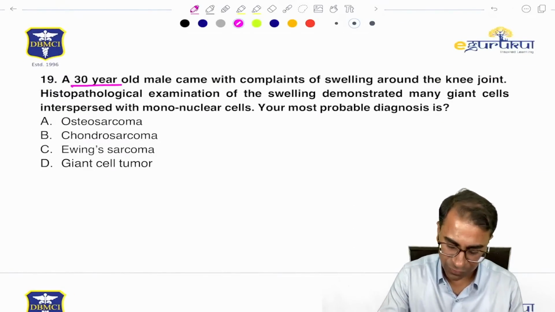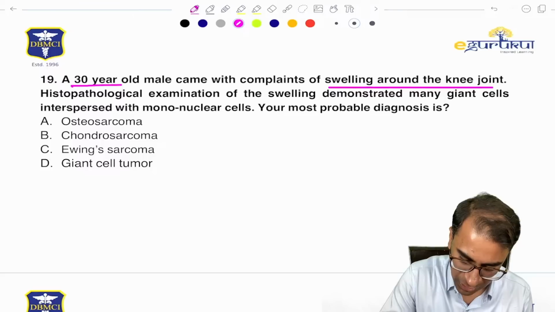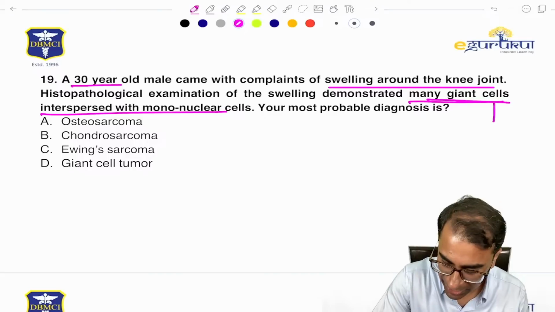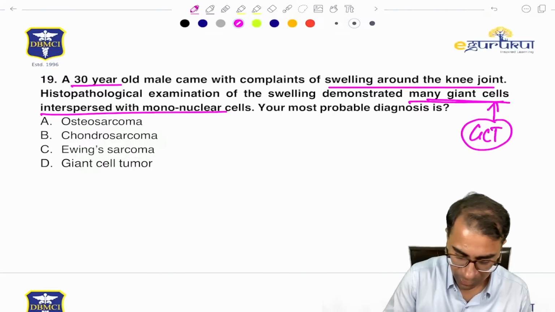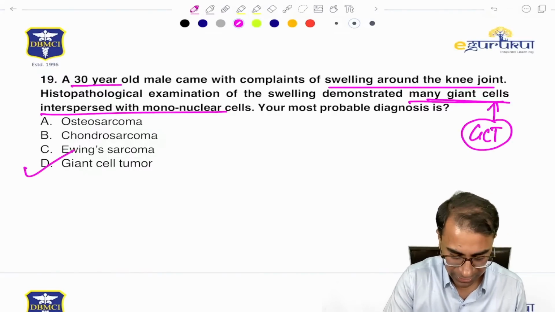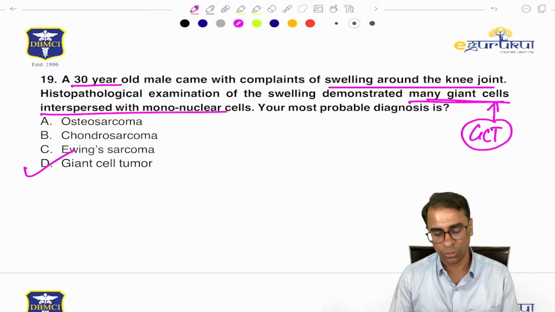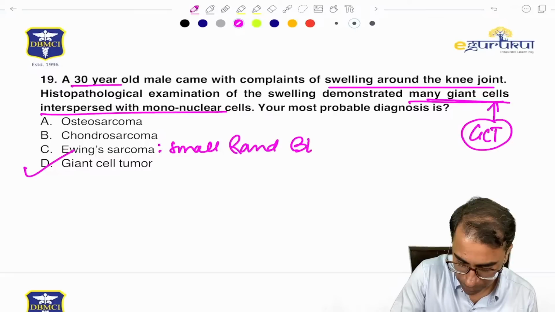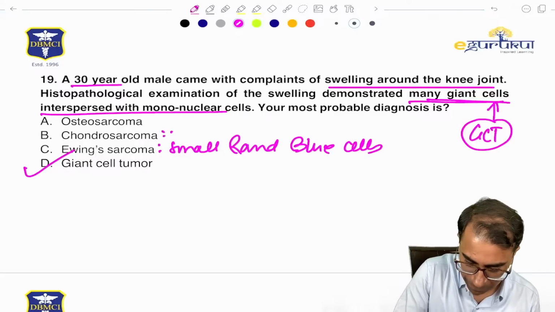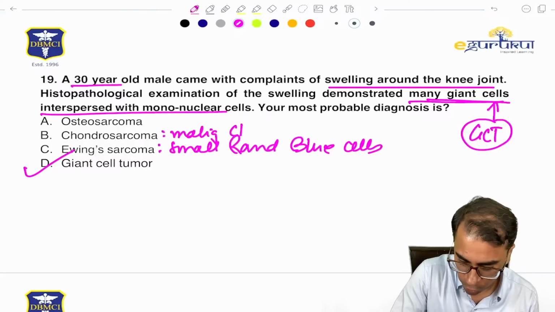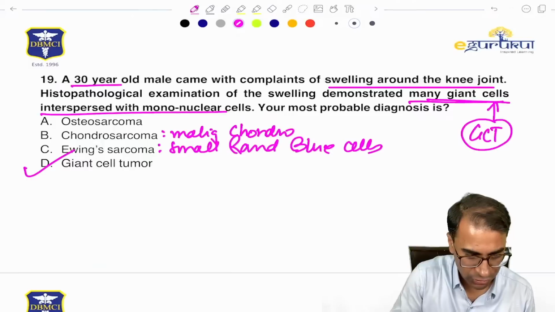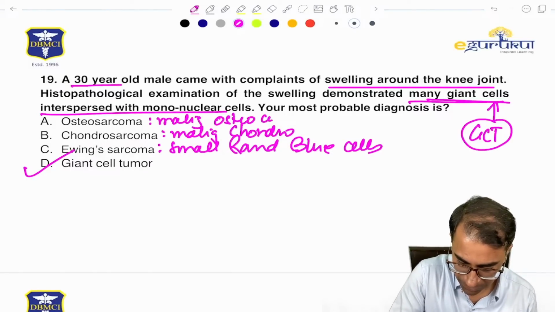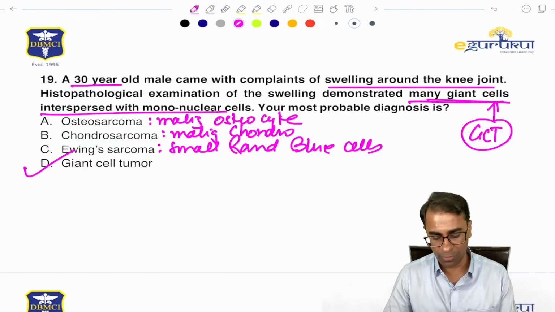A 30-year-old male complains of a swelling around the knee joint, and there are many giant cells with mononuclear cells. Giant cell is what? Giant cell tumor. Giant cell tumor is called osteoclastoma. It's a giant cell tumor. Okay, giant cell tumor. Ewing sarcoma, I'll show you small, round, blue cells. If you see malignant chondrocytes, it is chondrosarcoma. If you see malignant osteocytes, it becomes a case of osteosarcoma.